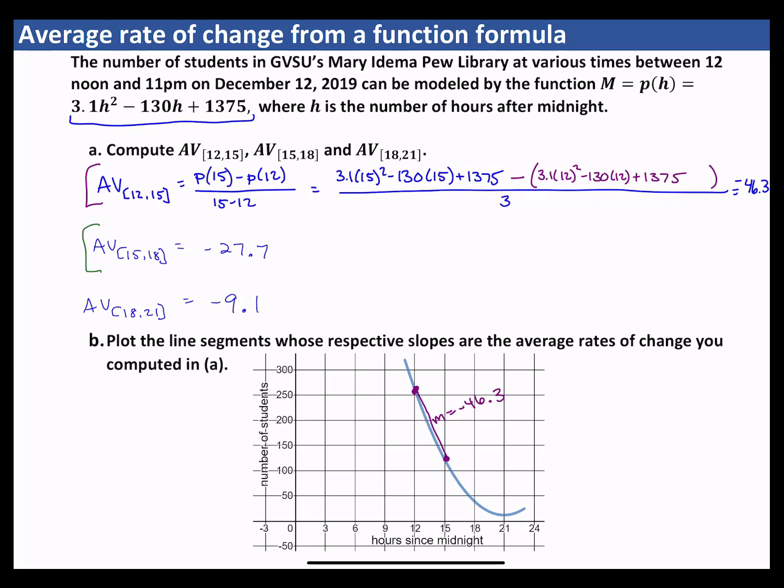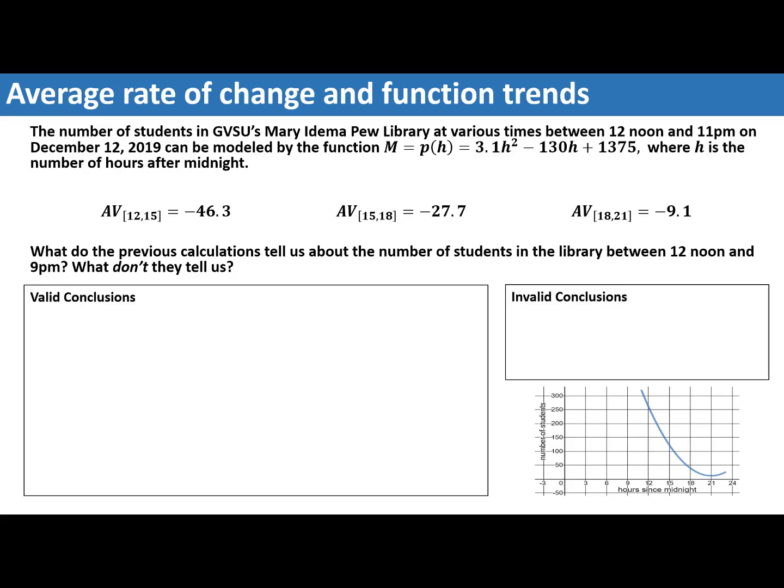From 15 to 18, the average rate of change represents the slope of this green line, negative 27.7. And then from 18 to 21, the average rate of change is the slope of this orange line, negative 9.1. And remember, these average rates of change are telling us how much, in this case, the function falls for every 1 unit increase in the horizontal direction.